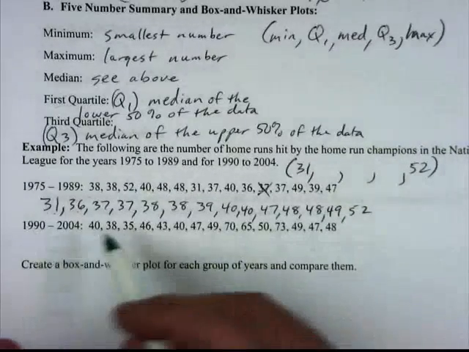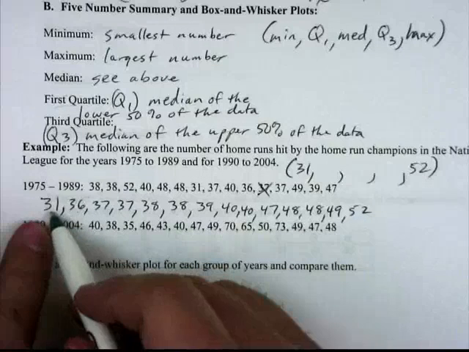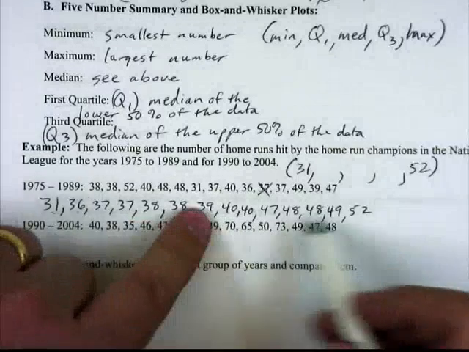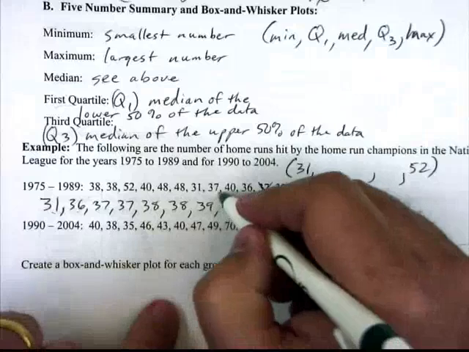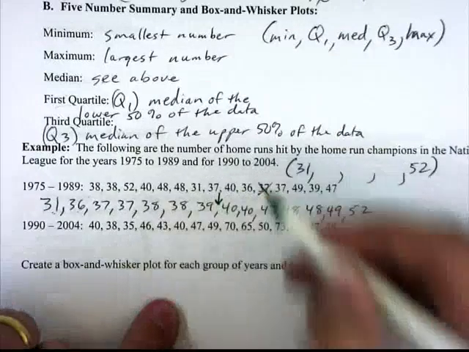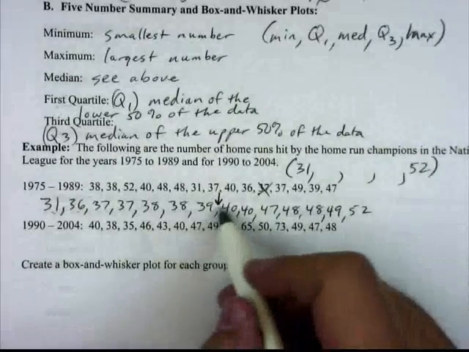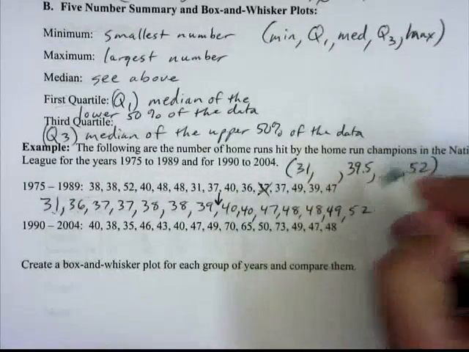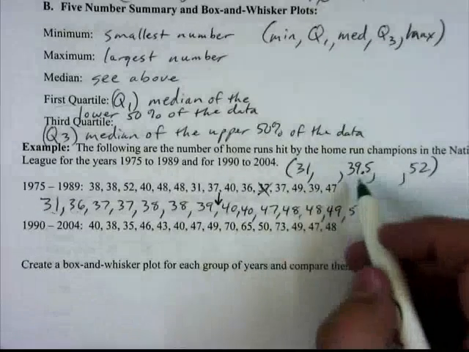All right, so let's see if we can figure out the median first. Since I've got 14 data points, I go in 7 from both sides. 1, 2, 3, 4, 5, 6, 7. 1, 2, 3, 4, 5, 6, 7. And my median is going to be right here in the middle, so it's going to be 39.5. That's my median.